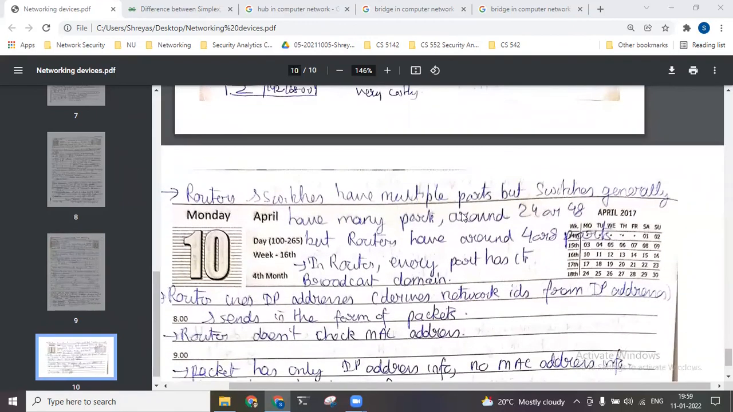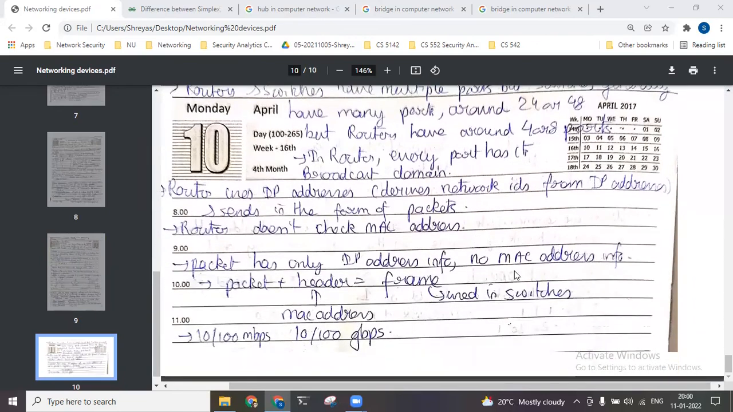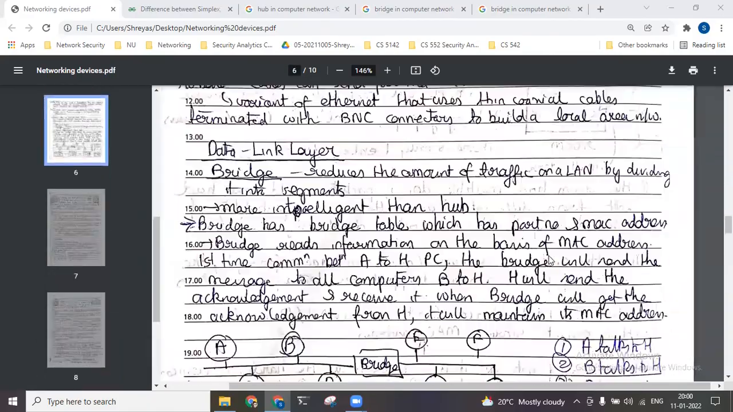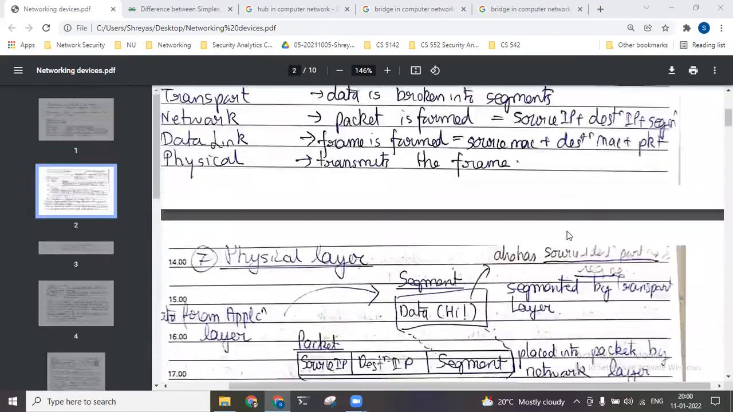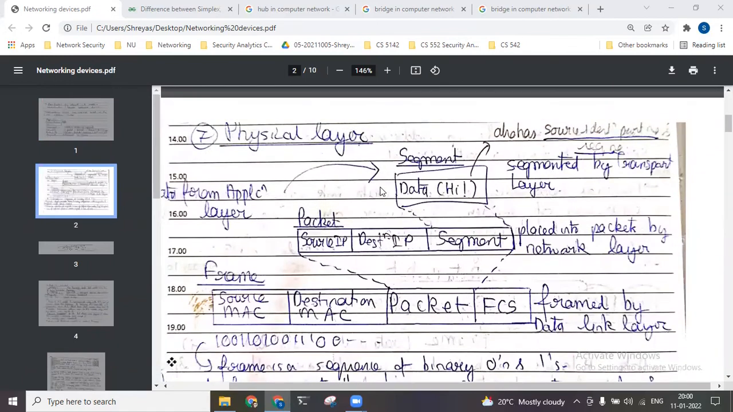Routers and switches have multiple ports, but switches generally have many ports, around 24 or 48, while routers have around 4 or 8 ports max. In routers, every port has its own broadcast domain. And a router uses IP addresses. That is, it derives network IDs from the IP addresses and sends data in the form of packets. A router does not check the MAC address. The router only has the IP address information, not the MAC address information. This is basically the same thing as we saw over here. If you recollect, the router deals with the packets.